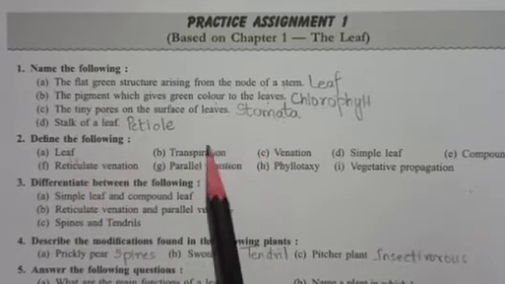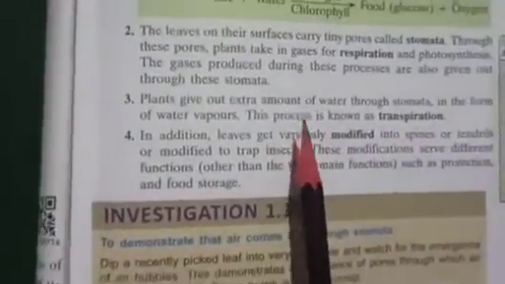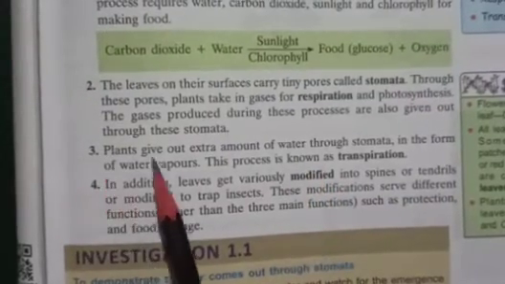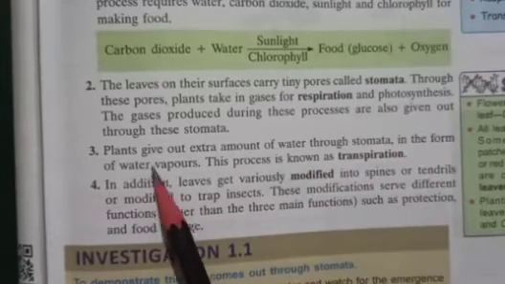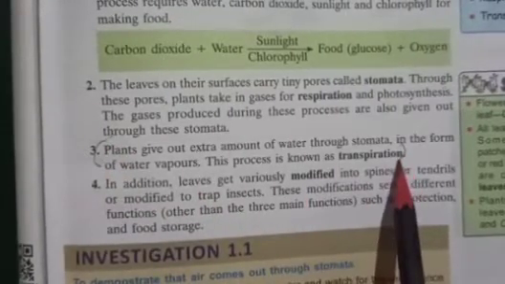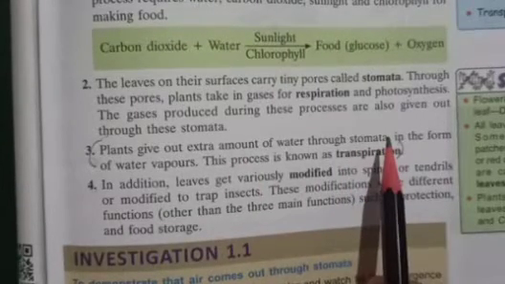Okay, then comes transpiration. What is transpiration? Now for that, open page number 3. Okay, page number 3 of your book. So transpiration is written here. What is transpiration? It is a process by which plants give out extra amount of water through stomata in the form of water vapors. So this whole is the answer. This is the definition of transpiration.